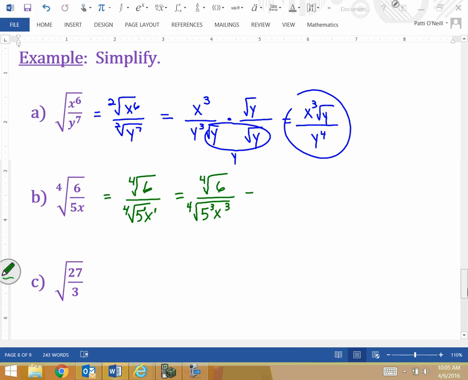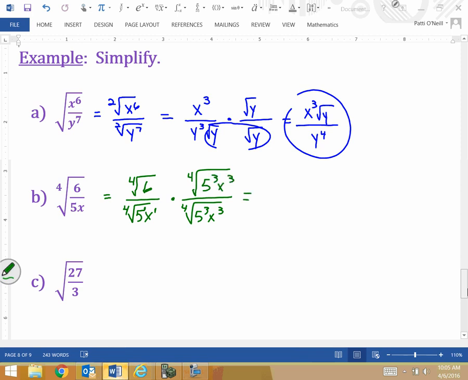So this is going to become, what did I do? I think I messed you up. I was rationalizing here. So I need to rationalize by the fourth root of 5 cubed x cubed, and I need to do that to the numerator as well. I was one step ahead of myself in the numerator.